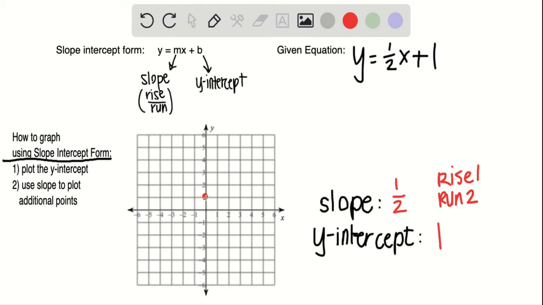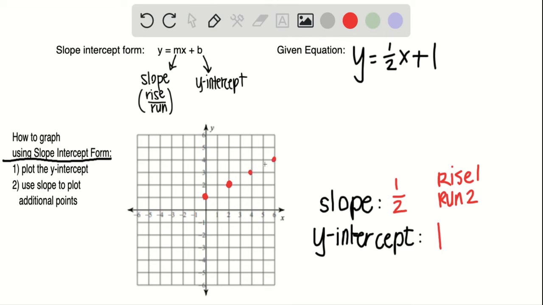So from my y-intercept of 1, I will use the slope and make the rest of the points on my line. I'm going to rise 1, so I'll go up 1, and then run 2 to the right: 1, 2, and plot my point. To continue this, I can continue going rise 1, run 2, rise 1, run 2.